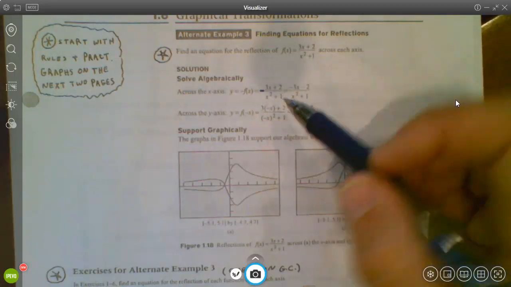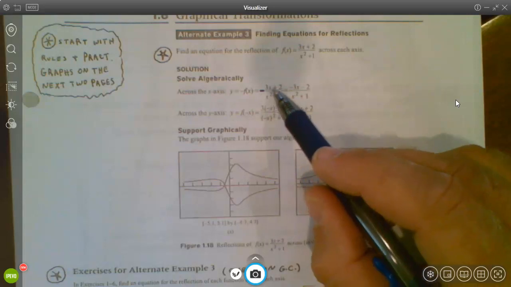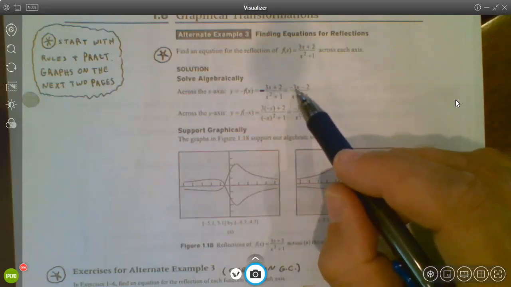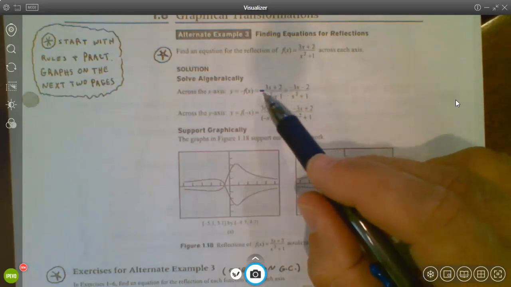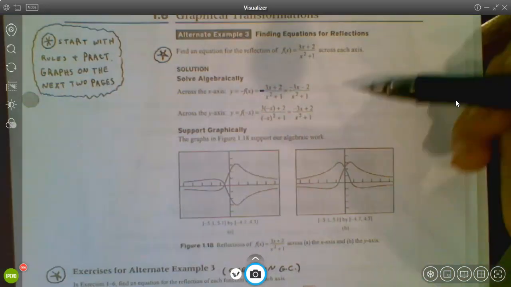So what that's essentially going to do, and you could leave it like this, that would be fine. If you wanted to, you could also distribute this to both of those and write it this way, and that would mean the same thing. So whether you put it out front or you distribute it across the numerator, it would mean the same thing.